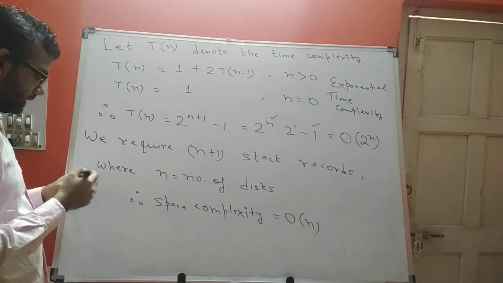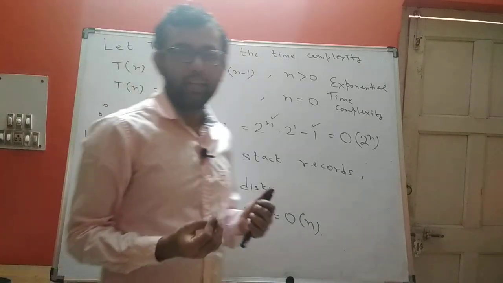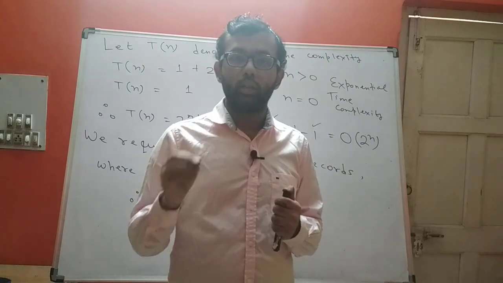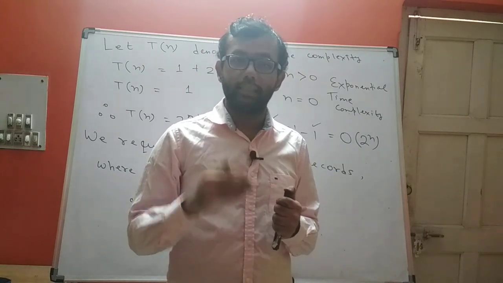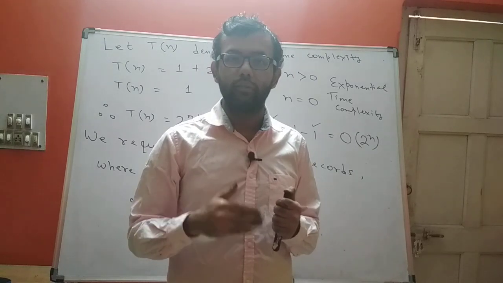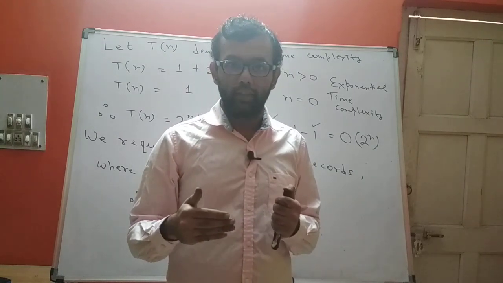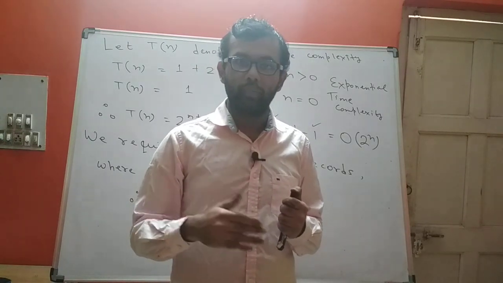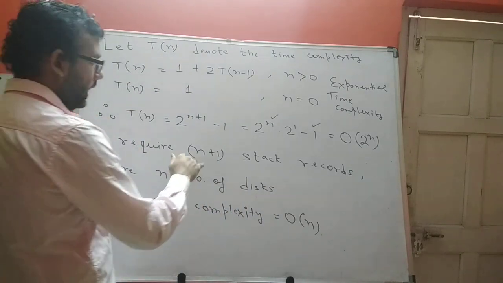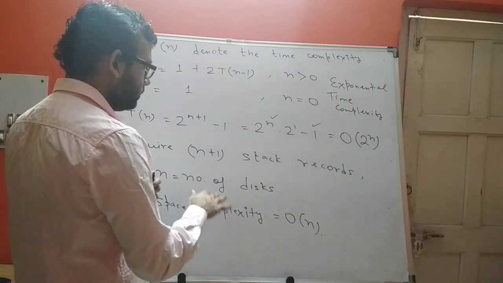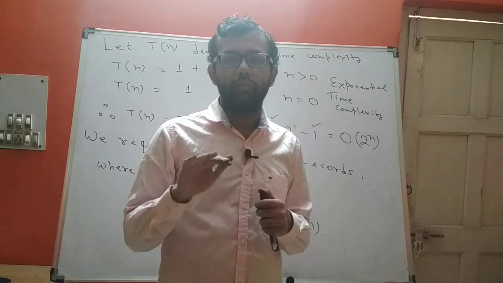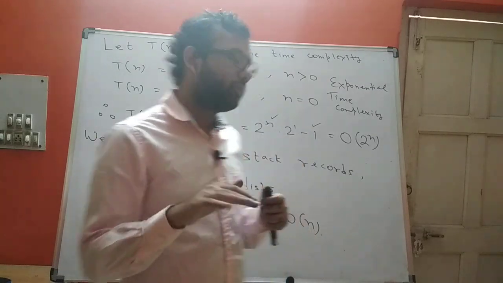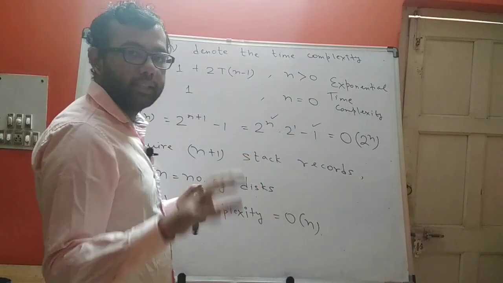Now, what about the space complexity? Remember, whenever you're analyzing a recursive function and you're asked to find the space complexity, you would have to look at your stack, the recursive stack that you're using for evaluation. What is the length of that stack for particular values of n? We find that we require n plus 1 stack records. If you solve the Towers of Hanoi problem using the stack method for any value of n, you would require n plus 1 activation records.